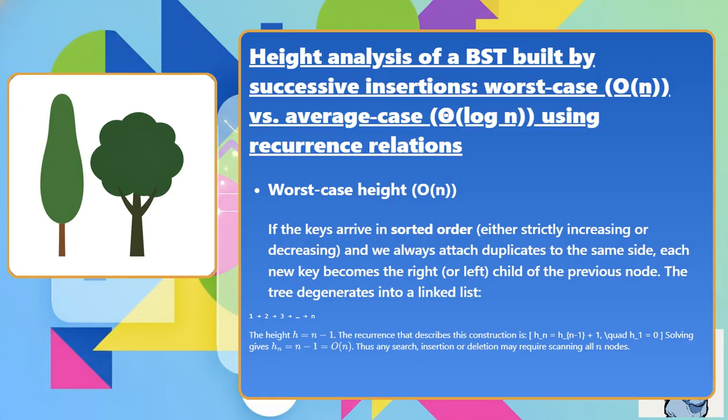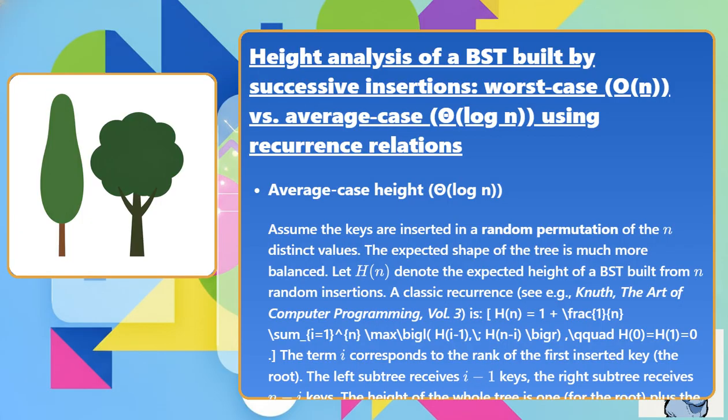The recurrence that describes this construction is h_n = h_(n-1) + 1, with h_1 = 0. Solving gives h_n = n-1, which is O(n). Thus, any search, insertion, or deletion may require scanning all n nodes. Average case height: Theta(log n).